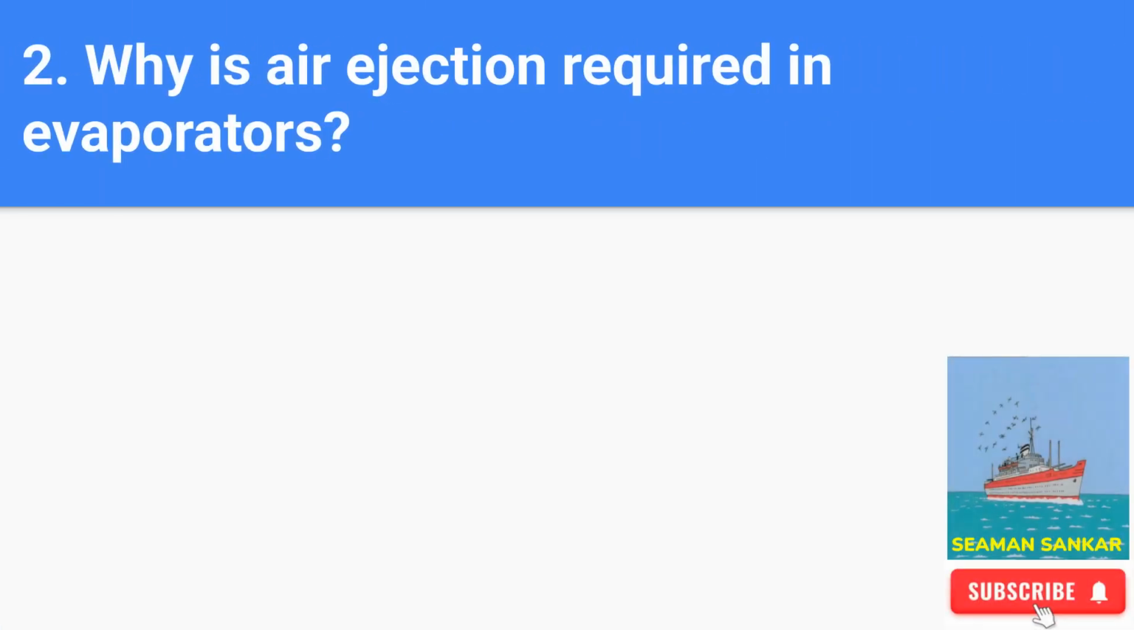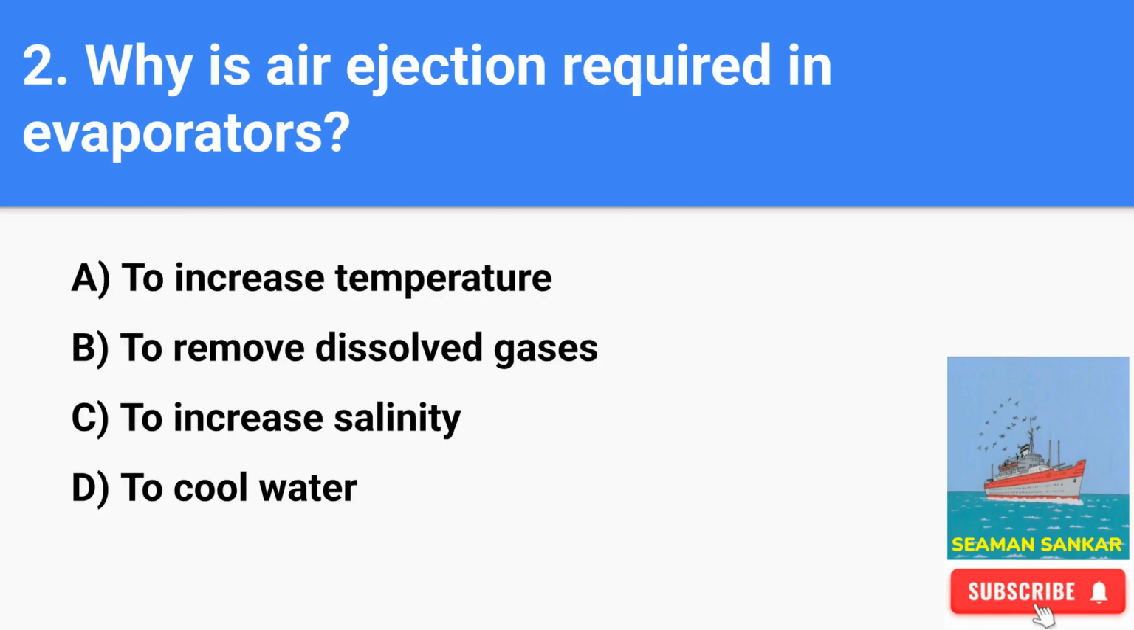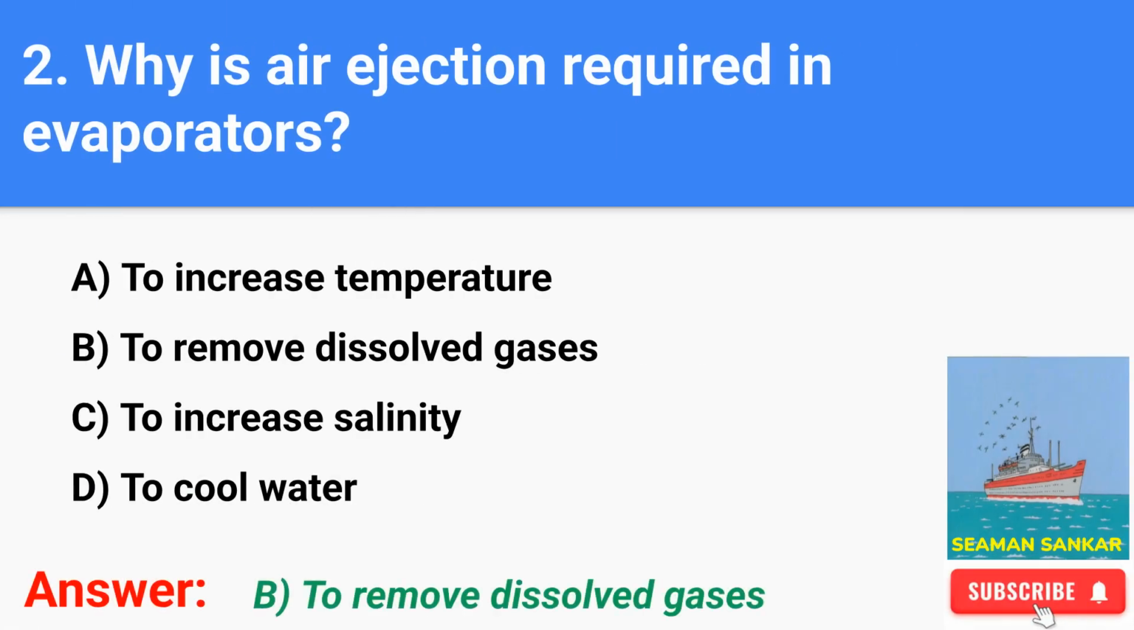Question 2. Why is air ejection required in evaporators? A. To increase temperature, B. To remove dissolved gases, C. To increase salinity, or D. To cool water. The answer is B. To remove dissolved gases. Ejecting air helps maintain a low pressure inside the evaporator for better performance.